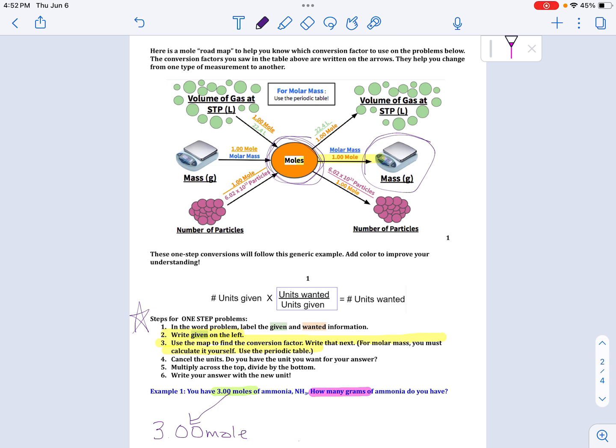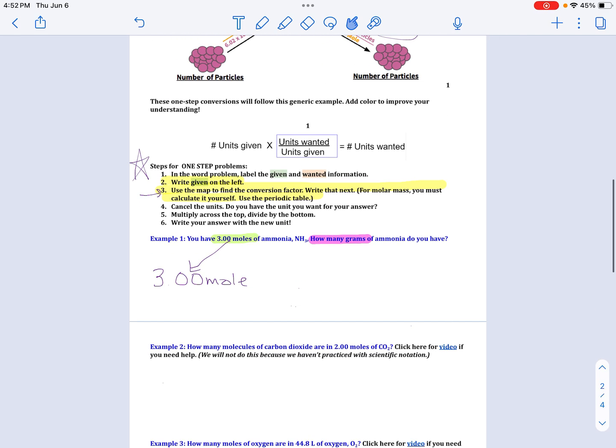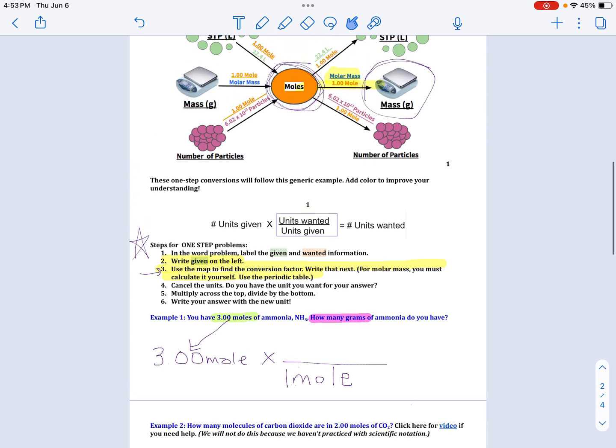So the step 3 down here said use the map and to find the conversion factor. So the conversion factor is this fraction that is on the arrow between moles and grams. And it says molar mass on top and 1 mole on the bottom. So I'm going to actually put times. Now the easy part to copy is the 1 mole, because that has a number, and so it's ready to go. But the part above there that says molar mass, that part I have to add up from the periodic table.